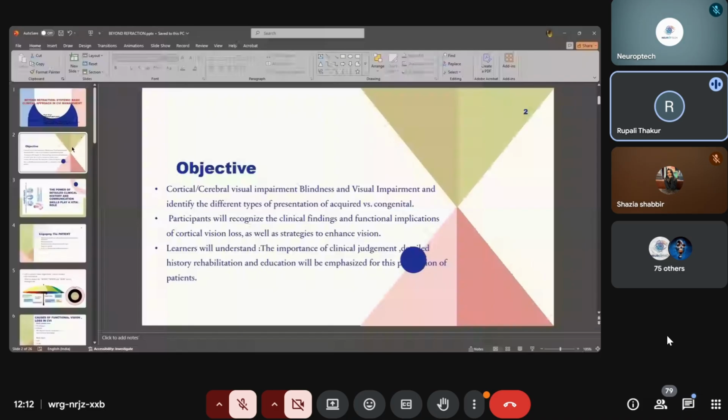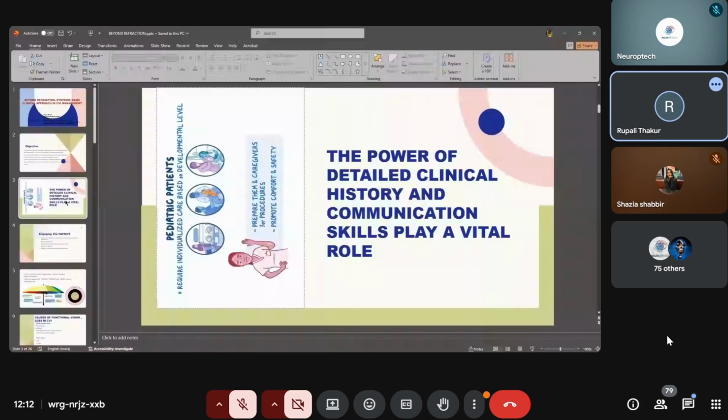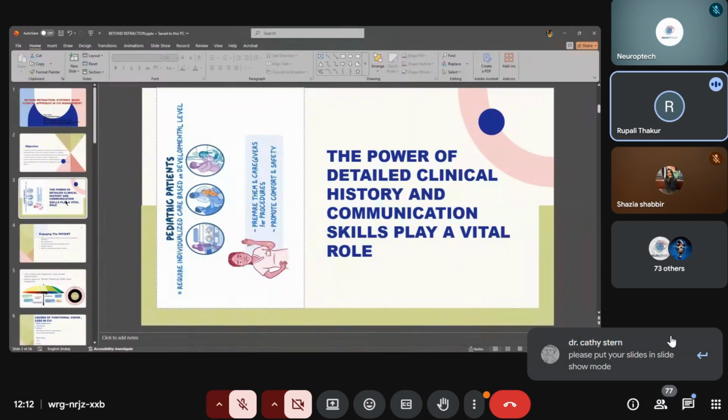We are going to discuss the power of detailed clinical history, and how communication skills play a vital role in CVI assessment, because this is going to give you a lot of clues to identify that this child may have cerebral visual impairment. First of all, you need to become a very patient listener when you are dealing with a child or any patient. In CVI, if we ask about the history, we need to ask what type of problem they are having, because they are not going to come to you with complaints of watering and itching, although sometimes, definitely, with those complaints also.